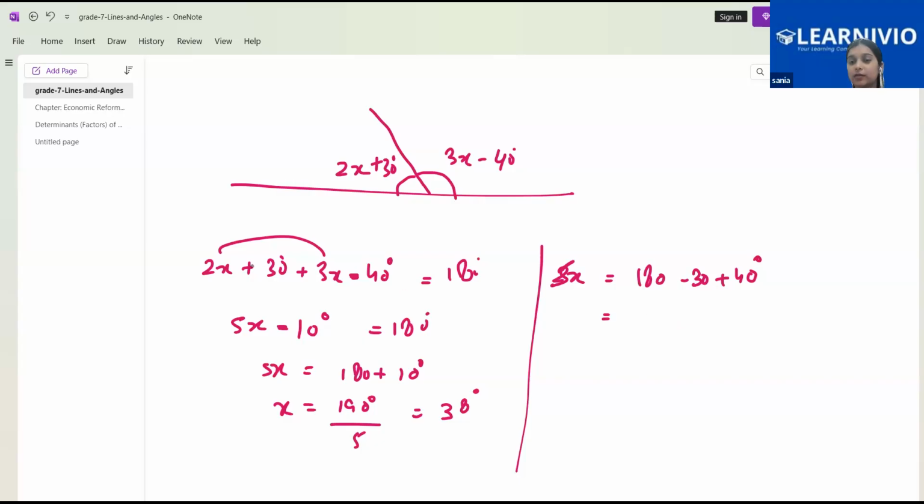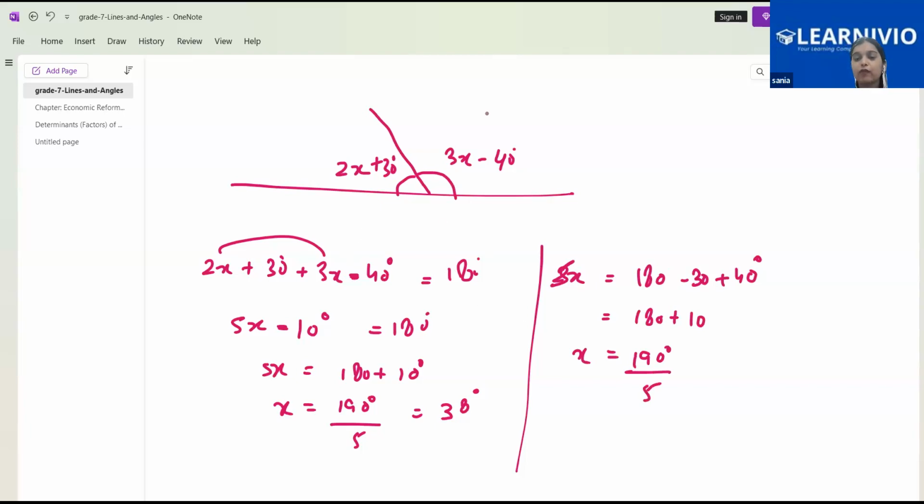Why plus 30 and minus 40? Why plus 30? If you transpose it, it will become negative, right? And if you transfer the negative to that side, it will become positive. So automatically it became this, and it also came 190. Okay. Clear? This is what you did.